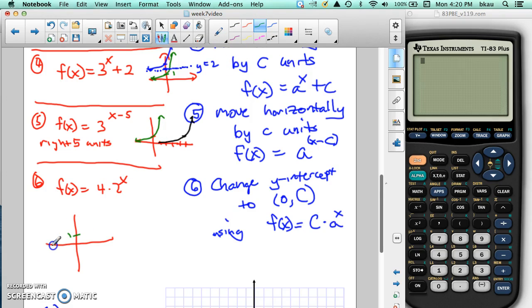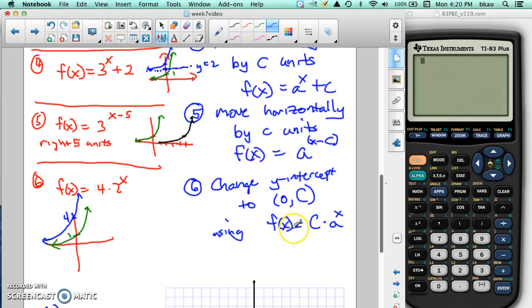So our original graph would go through 1, and this is 2 to the x, so it's growing. But in this case, this graph would be 4 times as much, so we would start at 4 up here, and this one doesn't change the asymptote. It still comes down and it's getting close to the x-axis, and then it goes up faster because it's 4 times as much. So in this one we don't change the asymptote. The asymptote is still the x-axis.